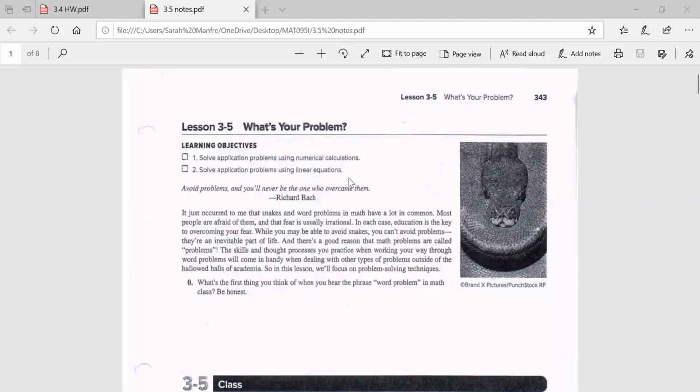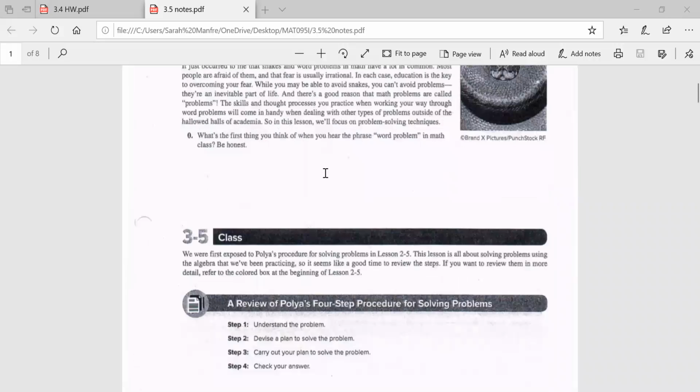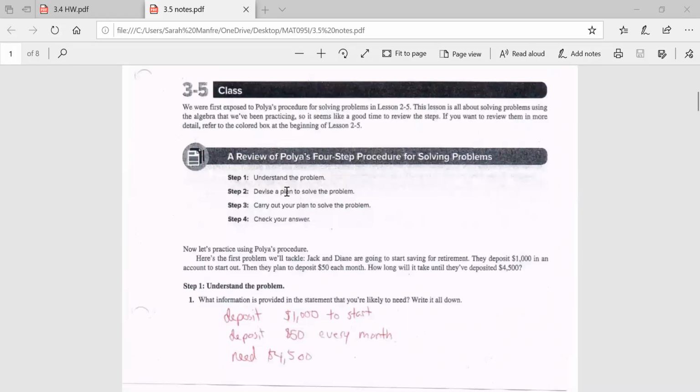All right, so this week we are going to do 3.5, and this lesson is going to focus on application problems. So we are going to be doing calculations within these problems as well as writing equations from these application problems. So first thing that it discusses is a 4-step procedure that we spoke about previously.